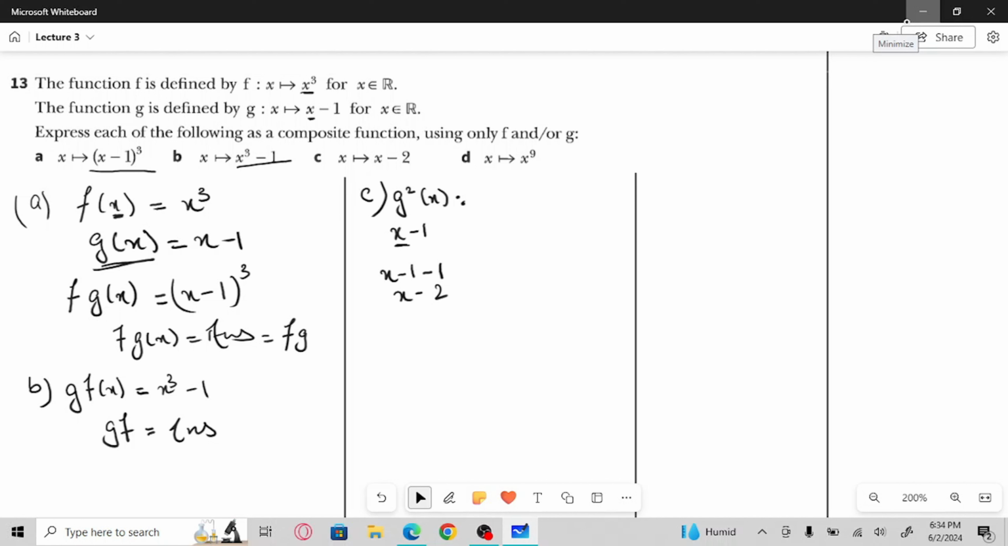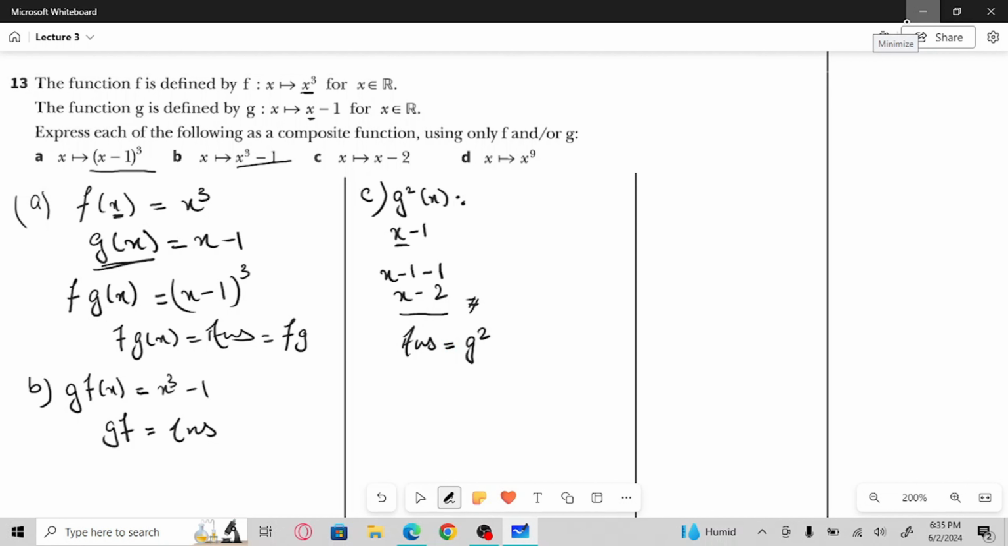Again, I told you, we have to do a lot of practice in order to counter these types of questions, as it's not easy to solve them without noticeable practice. So the answer will actually be equal to g squared.